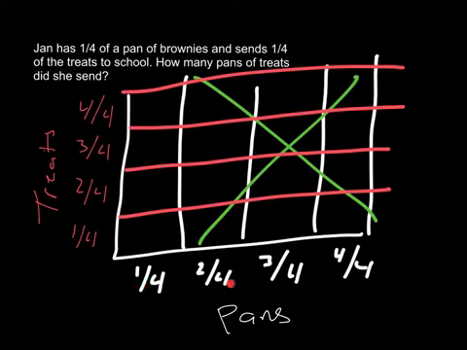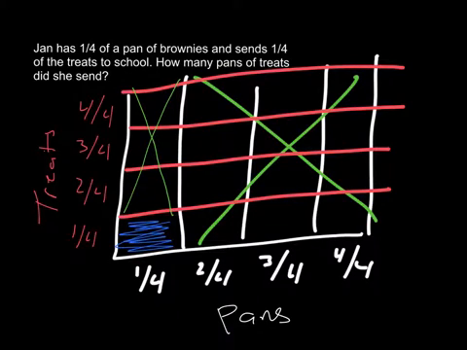Okay, so along the bottom I have the fourths, which represents pans. I should add that label there. And vertically, I have the treats that were sent in. If she sent in all of the amount, she would have sent in this whole section here. But she didn't. She only sent in 1/4. So I'm able to cross out the second, third, and fourth here. Okay? All that I need is this small section right here.